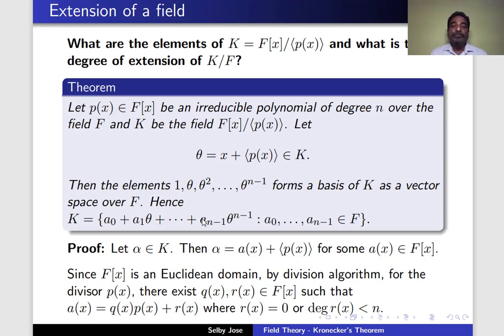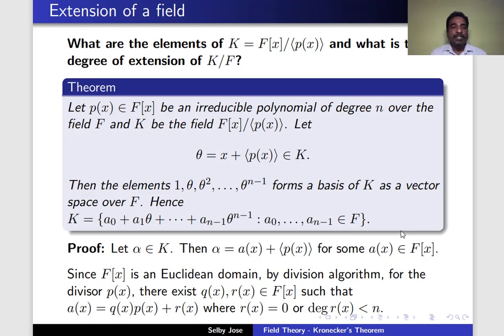Therefore we can write any element of K as a linear combination of 1, θ, θ², and so on, θ^(n-1), or K is equal to the set of all a0 + a1θ + and so on + a_(n-1)θ^(n-1), where the a_i belong to F. So let us see the proof of this.